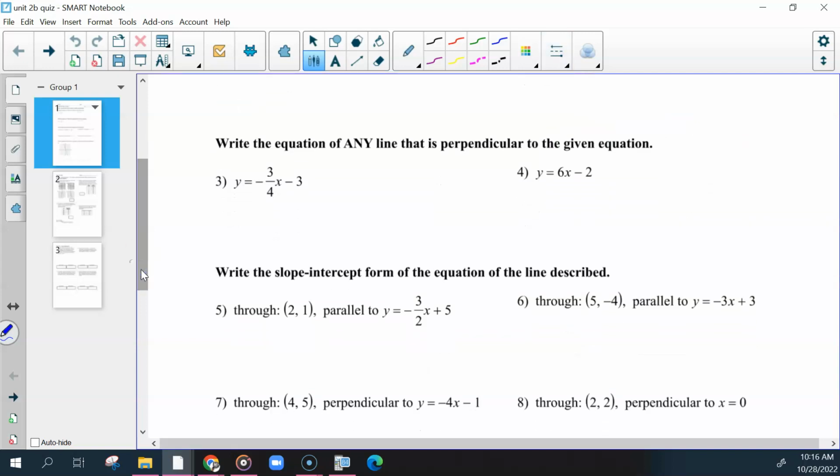Number 3, we have to write an equation that is perpendicular to the one that's given. Perpendicular, we have to change this slope. So take it and flip it. It's already negative, make it positive. And then keep the y-intercept the same, or change it, it doesn't matter.